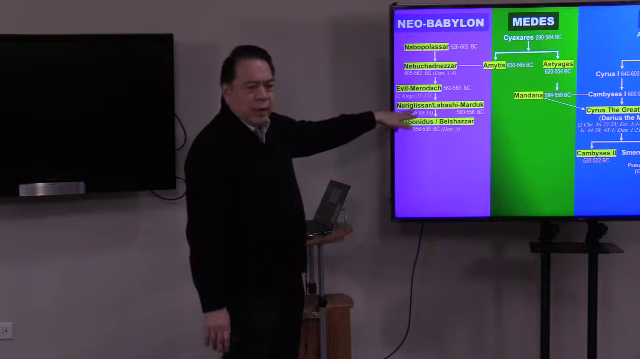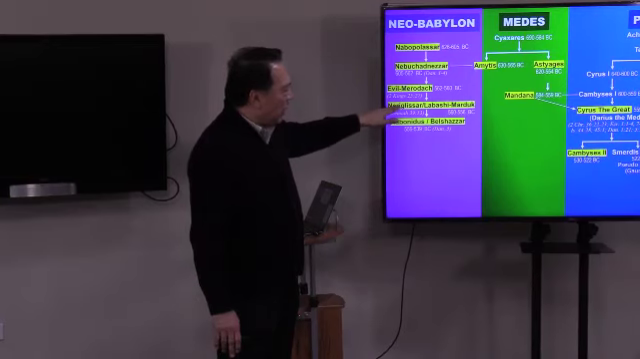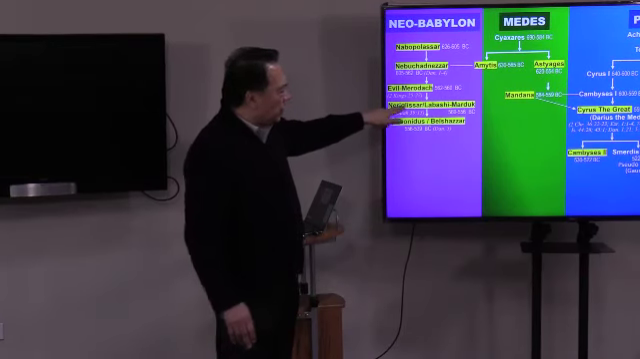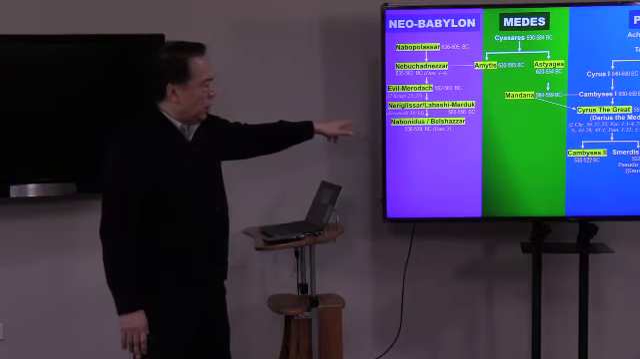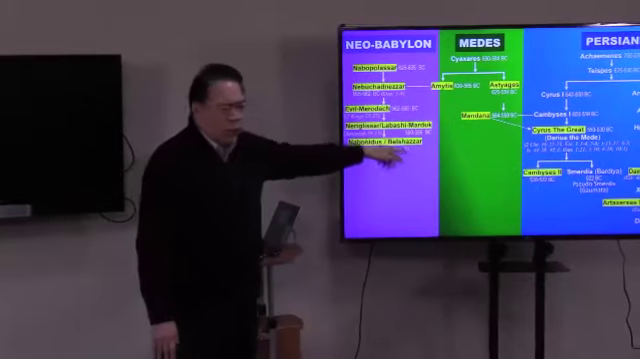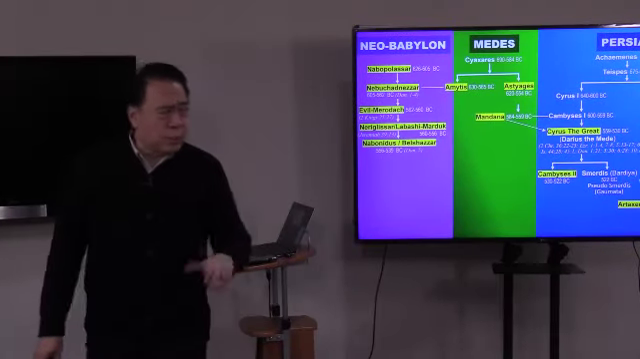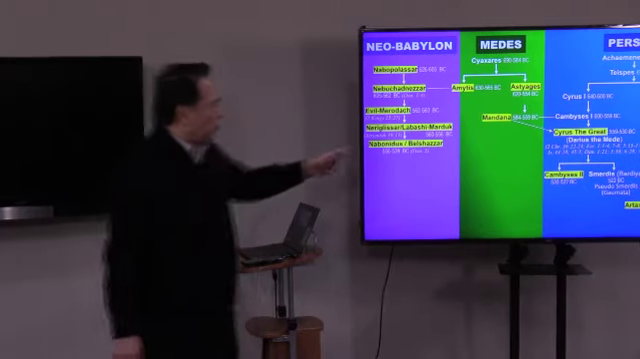Neriglissar was married to one of the daughters of Nebuchadnezzar, and because of the marriage, he acceded to the throne. And then there was a son, Labashi-Marduk, who came to the throne about 10 years old. When he was only 10 years old, he was really a bad king. He didn't even last for a year.